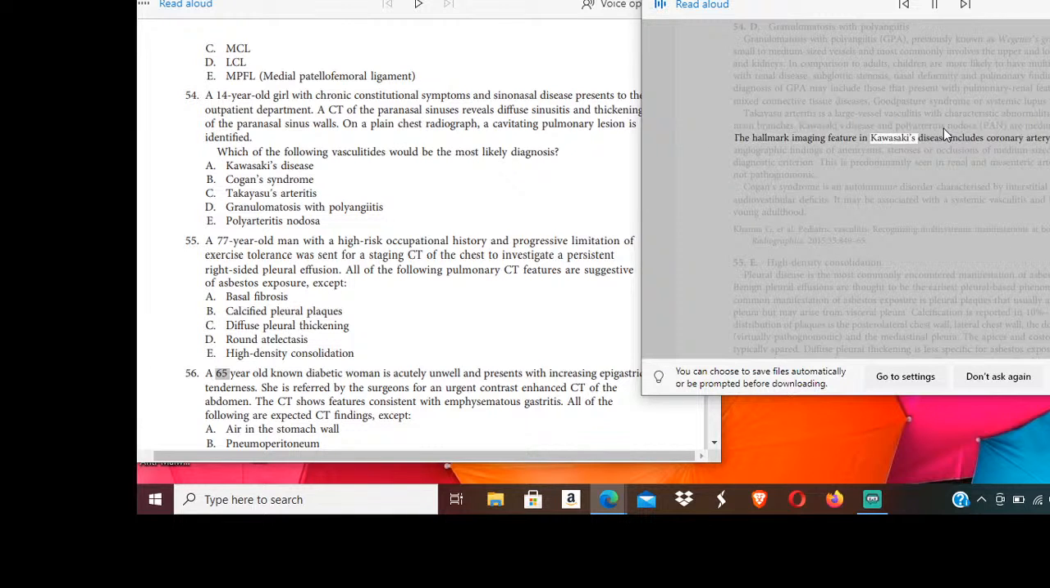The hallmark imaging feature in Kawasaki's disease includes coronary artery aneurysms. In PAN, angiographic findings of aneurysms, stenoses, or occlusions of medium-sized vessels is a key diagnostic criterion. This is predominantly seen in renal and mesenteric arteries, although not pathognomonic.